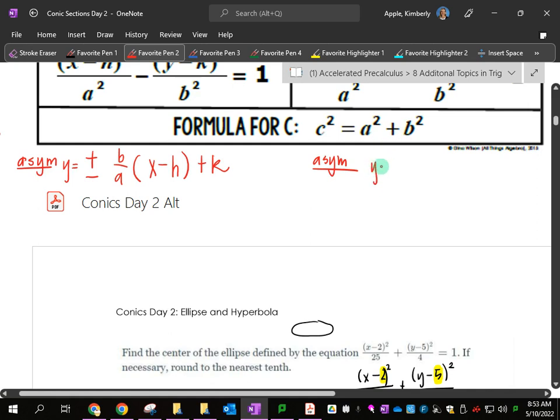All right, asymptotes for the up and down. This is cool because they're pretty similar. It's just a over b times x minus h plus k. So they're kind of the same. The only thing that's different is one has b over a, and one has a over b.